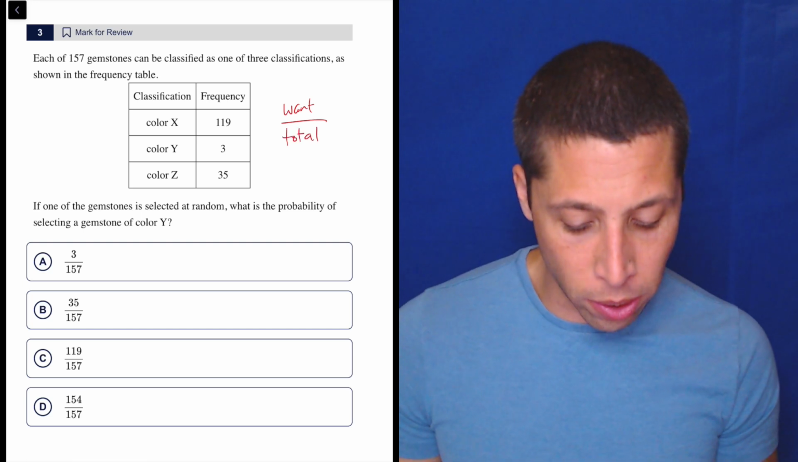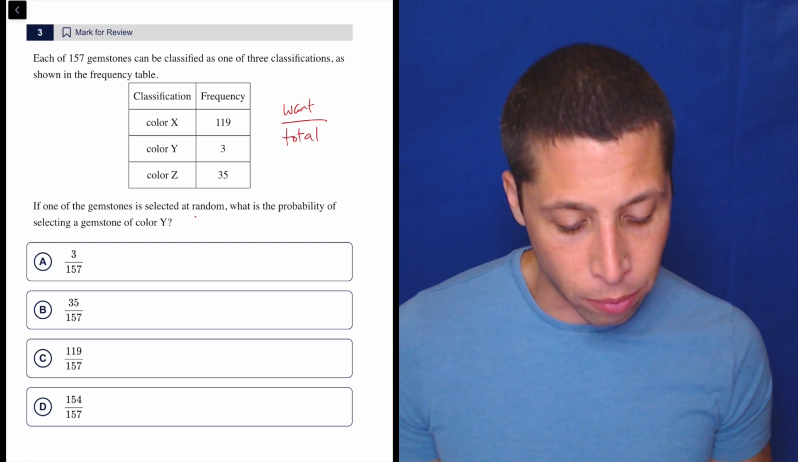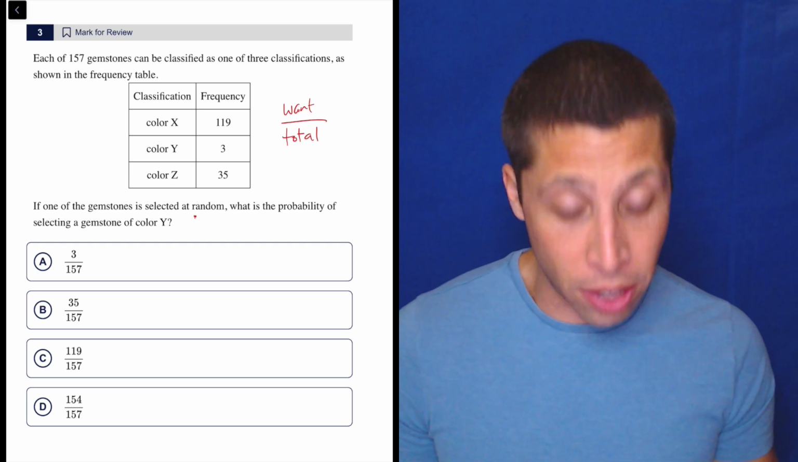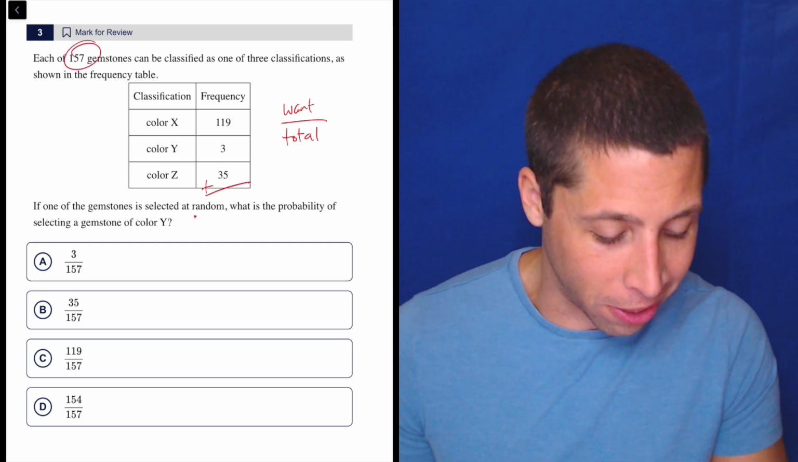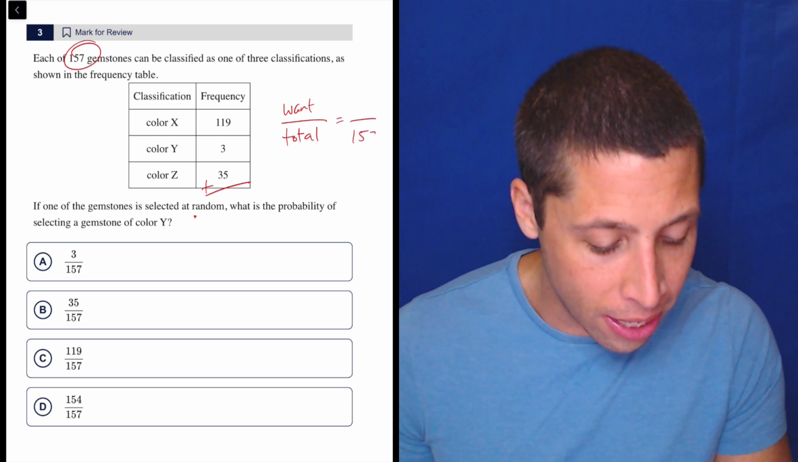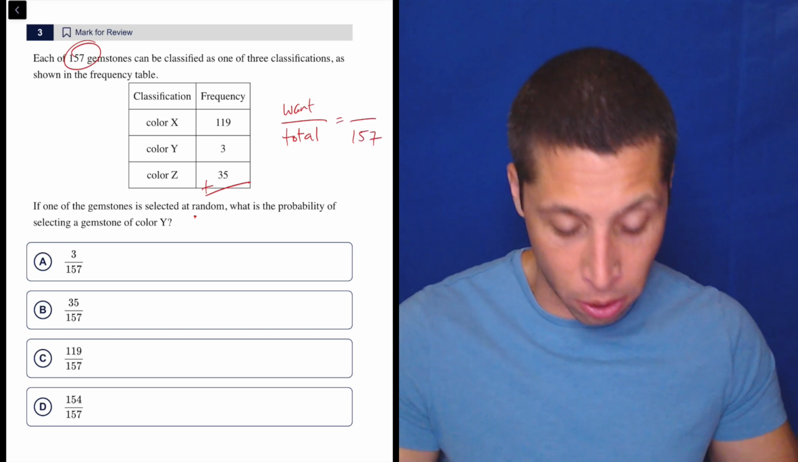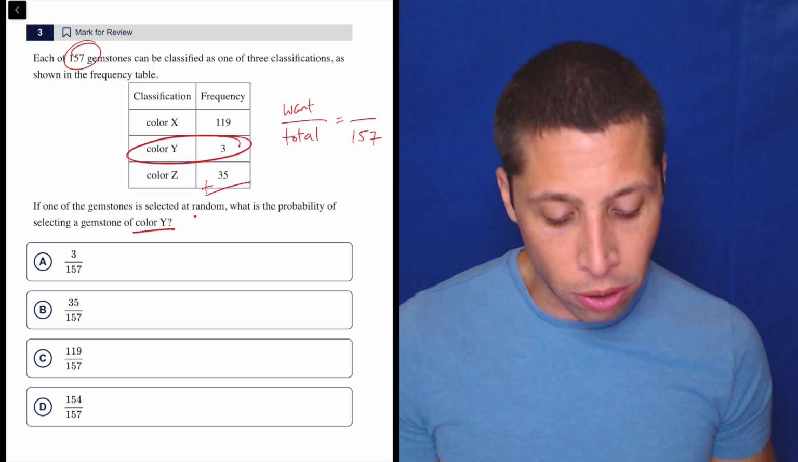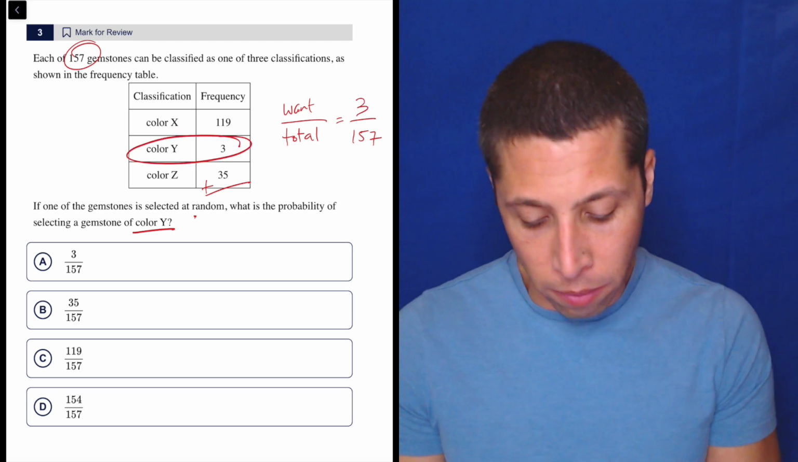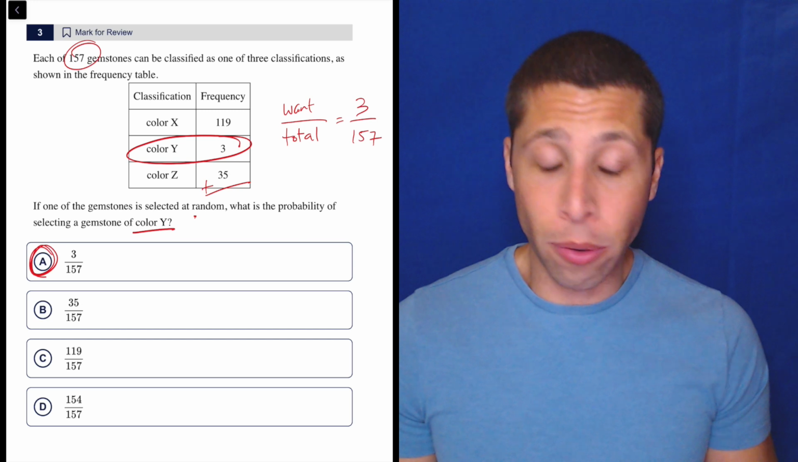So in this case, what do they tell us? If one of the gemstones is selected at random, meaning that we're looking at all the gemstones, so we could add these up, or we can just see that they told us it's 157 gemstones. So 157 is our total possible gemstones. What is the probability of selecting a gemstone of color Y? Well, they just told us color Y is 3, so 3 over 157. That's it. That's all there is to this question.